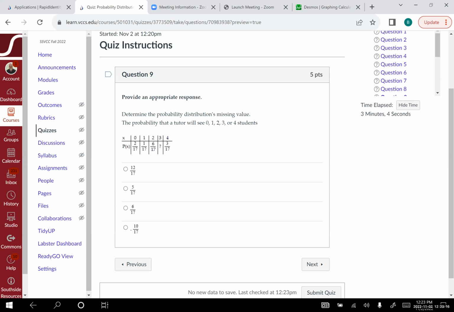Would it be, actually, wait, I don't know if this is right. Would it be 10 over 17? Now I'm thinking that I actually don't think that's right. Are you sure it's not right? I mean, that's what I tried. I don't know if it's right though. If you put 10 over 17 in that spot and you add up all the probabilities, do they add up to 1?